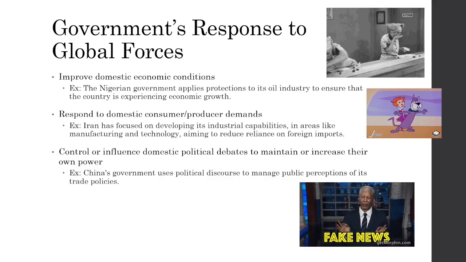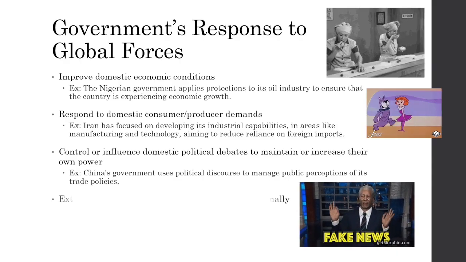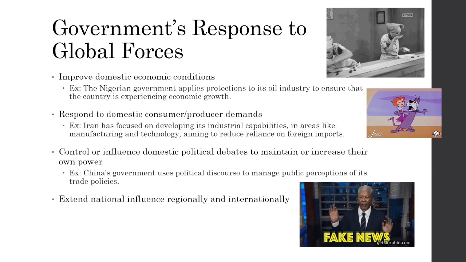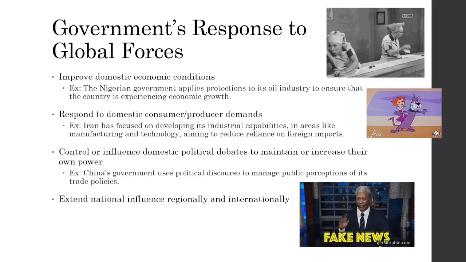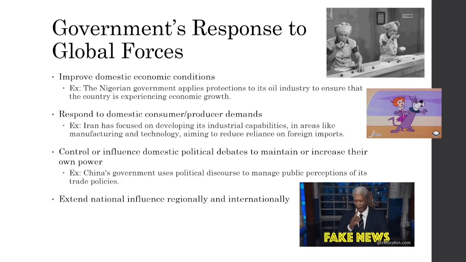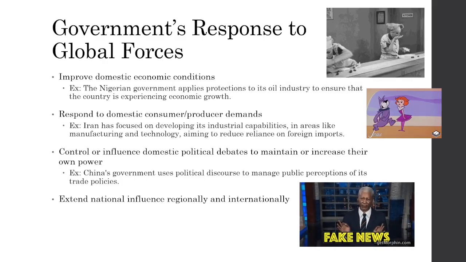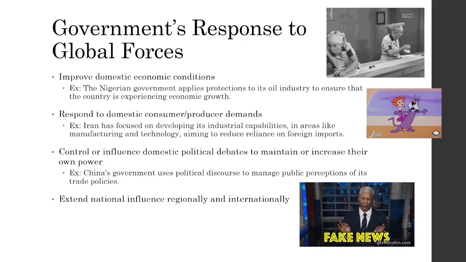As we said earlier, China has the most control out of our 6 countries regarding natural resources. And we also could see a response to extend national influence regionally and internationally, basically putting themselves on a pedestal on the international market and into the world. They're stepping up on the stage a little bit.